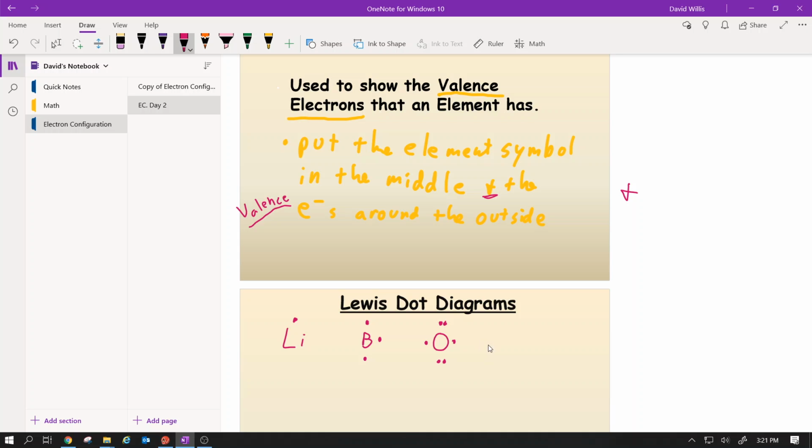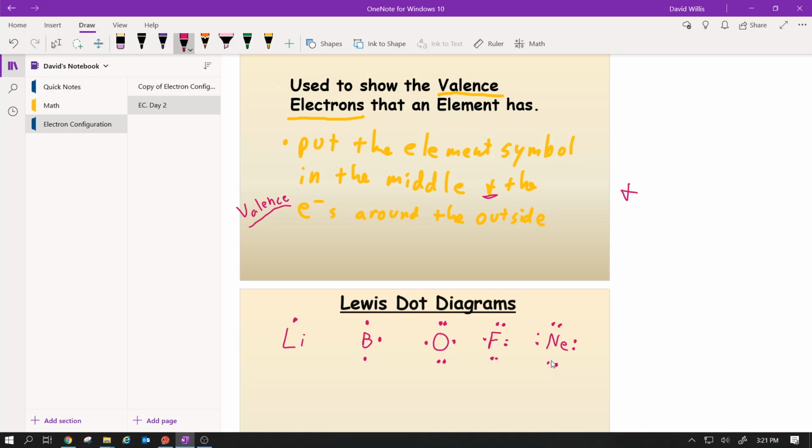All right. Let's do fluorine next. So fluorine, 1, 2, 3, 4, 5, 6, 7. Does it matter which side? No, it does not matter which side is the lone side. Neon. 1, 2, 3, 4, 5, 6, 7, 8. Happy times for neon.